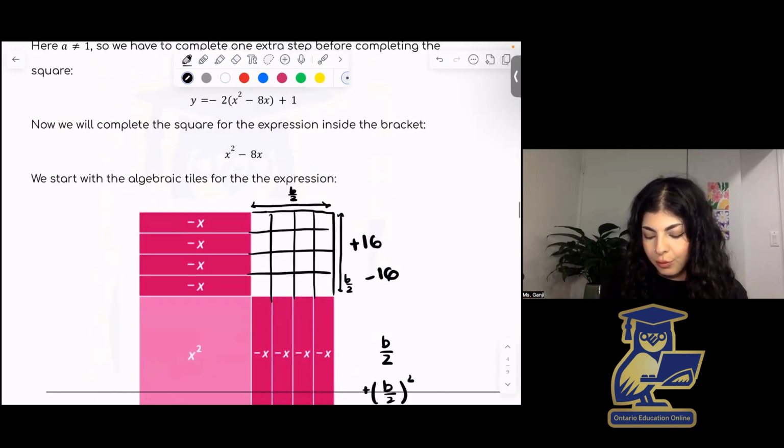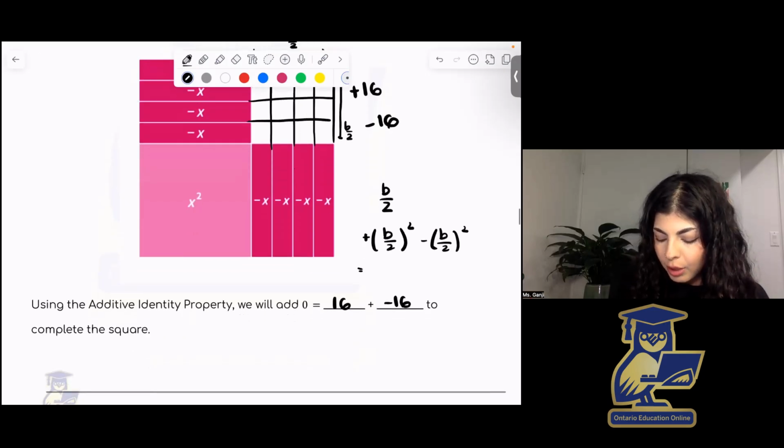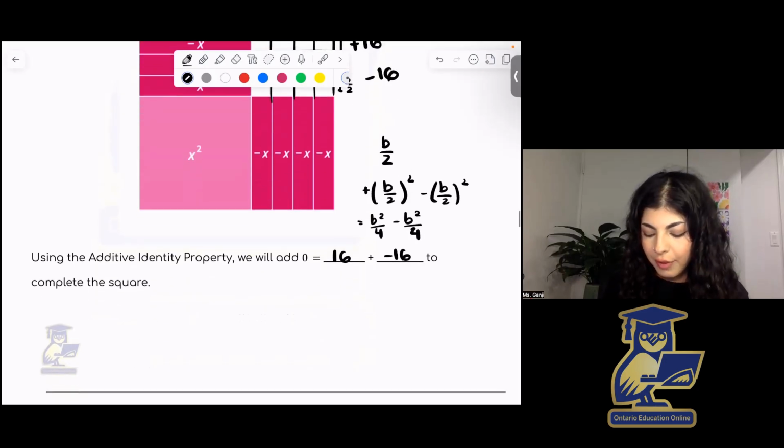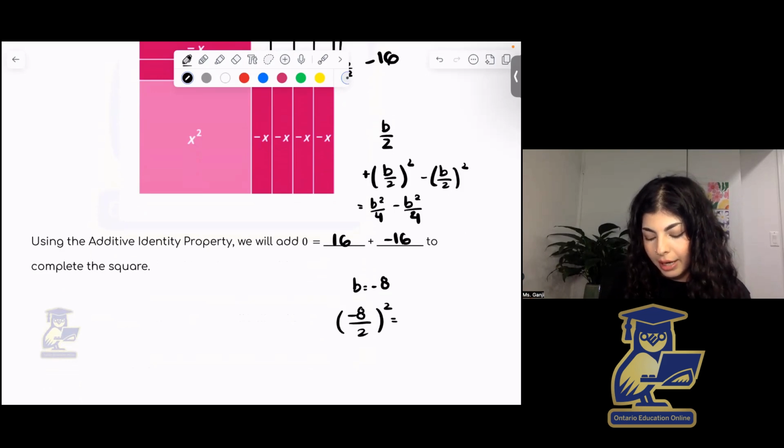And again, because we have to follow the identity property, we will also subtract (b/2) squared. If we expand this a little more, it'll be b squared over 4 and b squared minus 4. We can check that with what we just found, because we had b equal to negative 8. So we have negative 8 over 2 squared, which inside the bracket is negative 4, and it'll just give us that 16. So we are adding and subtracting half of b squared.